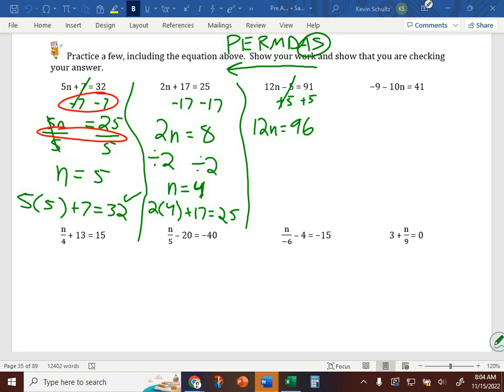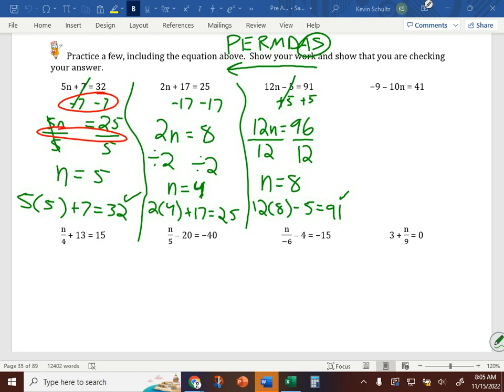Now, this says 12 times n, right? To undo that, we're going to be dividing by 12. And 96 divided by 12 is 8. So n equals 8. Are you sure? Well, I can always check it. 12 times 8 is 96. Minus 5, that equals 91. Booyah.